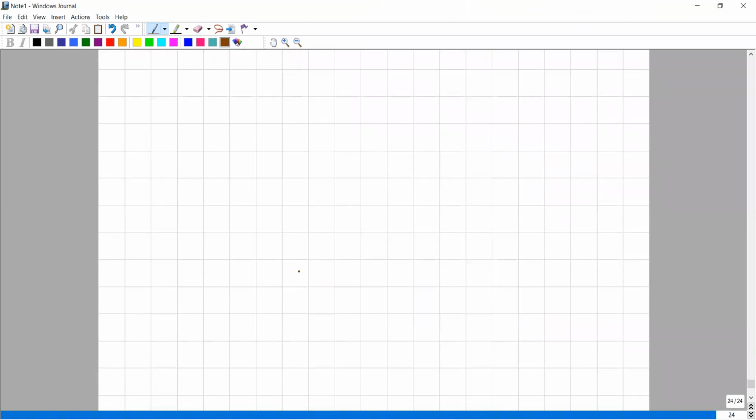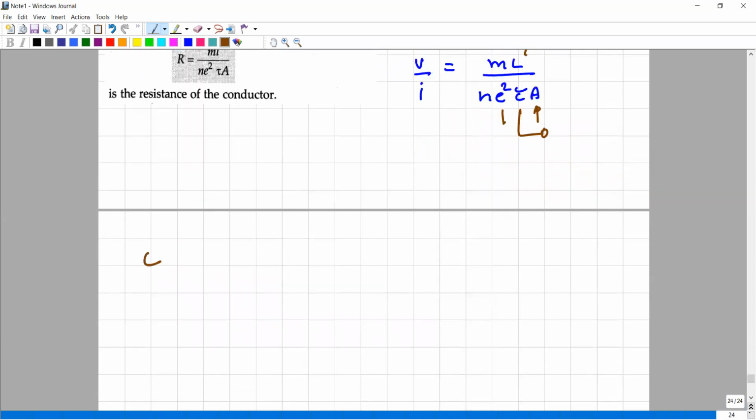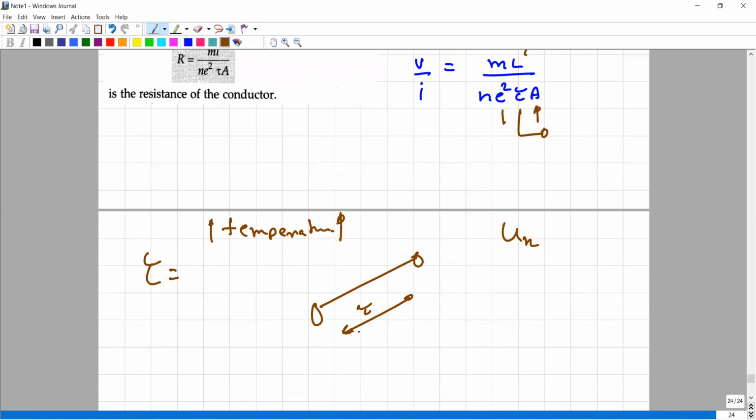Now, this relaxation time can change. Let's discuss a bit about this relaxation time now. You see, relaxation time tau is dependent upon temperature. How? What was relaxation time? It is the time between two collisions. So if you increase the temperature, the thermal velocity of these electrons will also increase, and they will take less time to do two collisions.